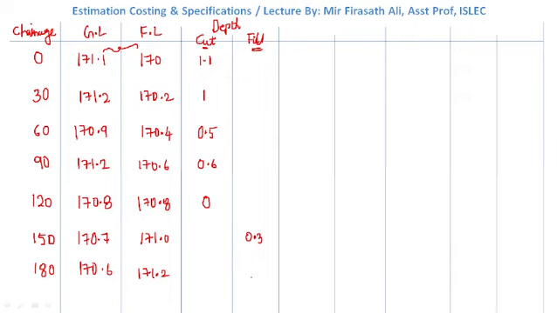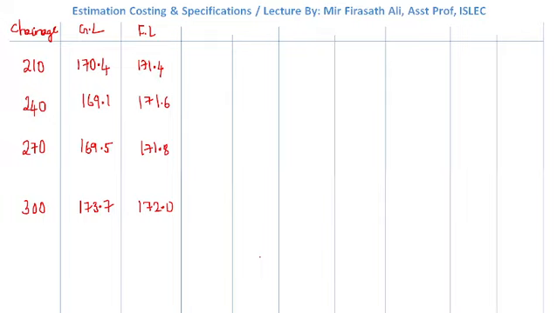Here 170.6, 171.2 minus 170.6. Here also the depth is more. Here also we have more depth. So we write it in the filling column, 0.6. Okay. After writing this, here again the ground level is 170.4, formation level is 171.4. So what we need to do? We need to fill this. Okay, this is cutting, this is fill. So let us write it in fill.